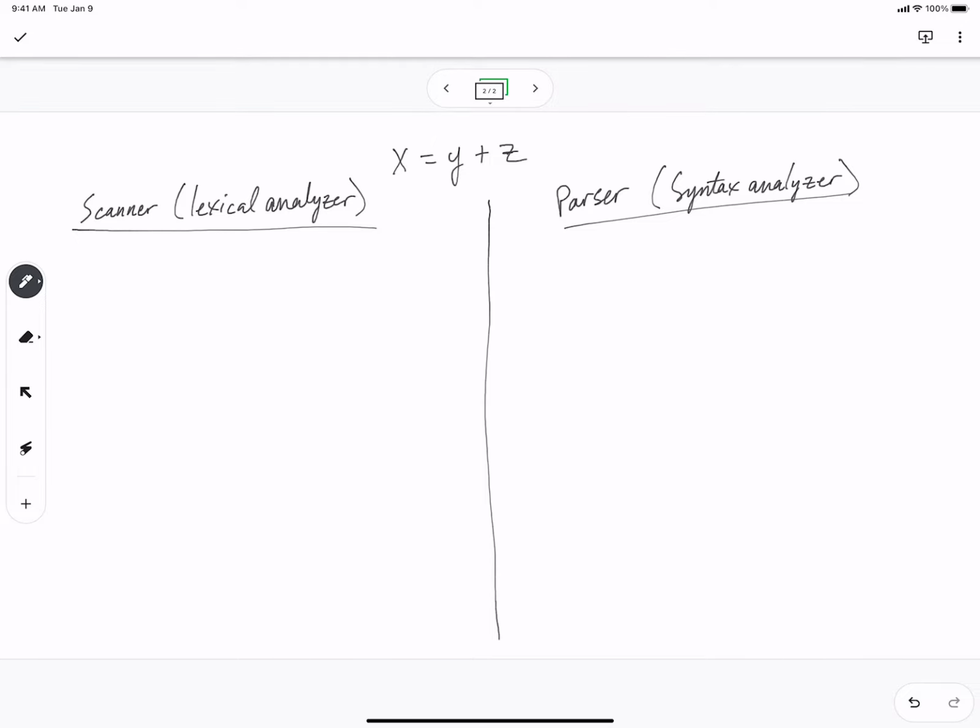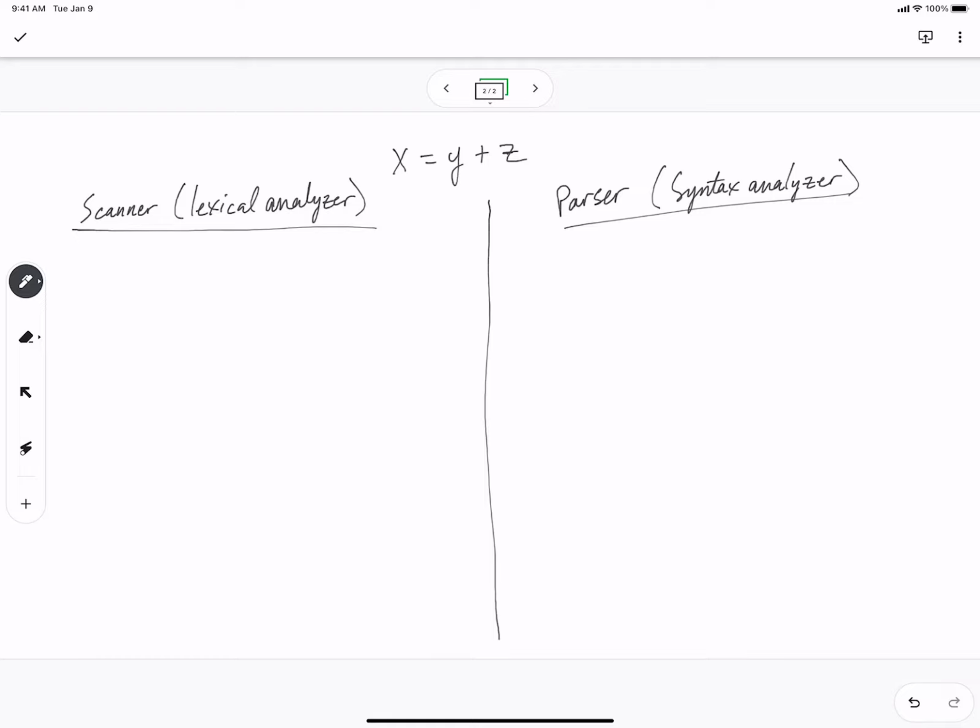This video gives an example of a scanner and parser. These are the first two steps of a compiler. The scanner, or a lexical analyzer, takes the input code and produces a series of tokens after generating lexemes and then tokens. So let's look at this particular expression, x equals y plus z.